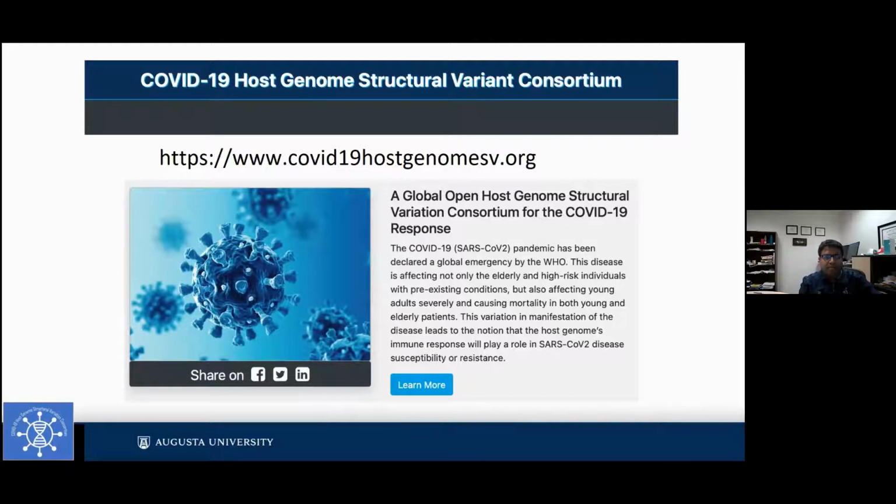And we ended up putting together a group of labs who had a very similar interest, and we created a consortium called the COVID-19 Host Genome Structural Variant Consortium. The idea behind this consortium was to put together a group of people who are working on structural variants, understanding the structural variants both in vertebrates as well as humans, and then see what we can identify in these groups.